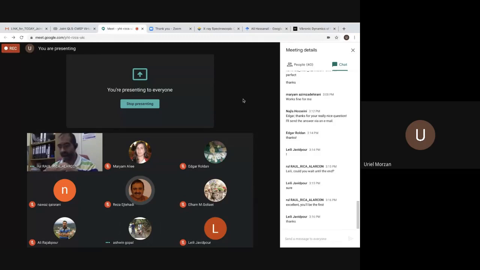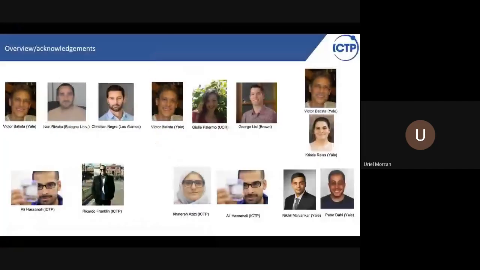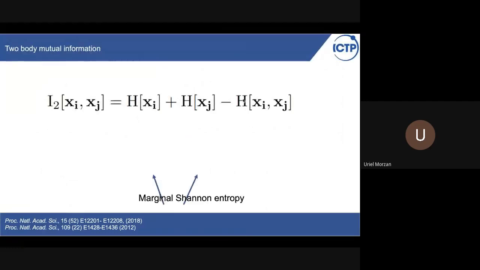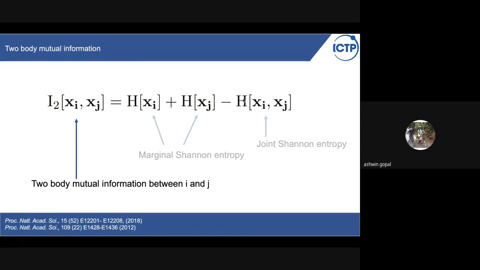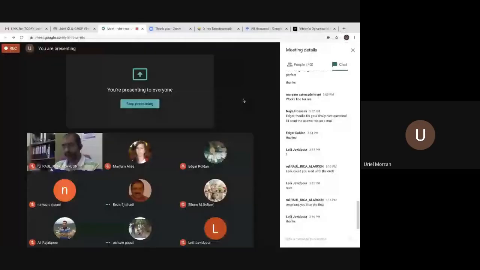So this is not interactions. Let me show you what it is. I have actually a slide here. This is the two-body mutual information. It is made of the difference between the marginal channel entropy and the joint channel entropy. Basically what this does is compute the dynamical correlation between the fluctuation of particle I and particle J. And we do this for all the particles in the system. And then we can come up with a total mutual information between two communities, basically as the sum of the total interaction between the two communities. So this is like a strength of correlation between the two units. Exactly. How strong the interactions are between the two units. Yes. Sure. Thank you.